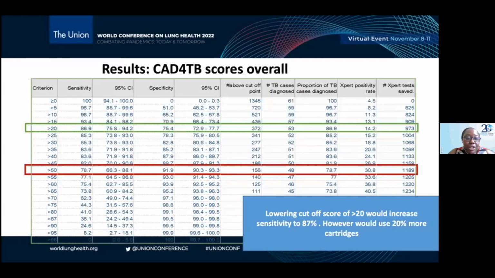Combining the two populations, HIV negative and positive, in the event that clinicians do not have HIV tests readily available, we find that the recommended threshold score had a sensitivity of 78%, very close to 80%. But if we wanted to increase that to 90%, then we would have to lower the threshold score to about 20. And this would increase our cartridge use by 20%.